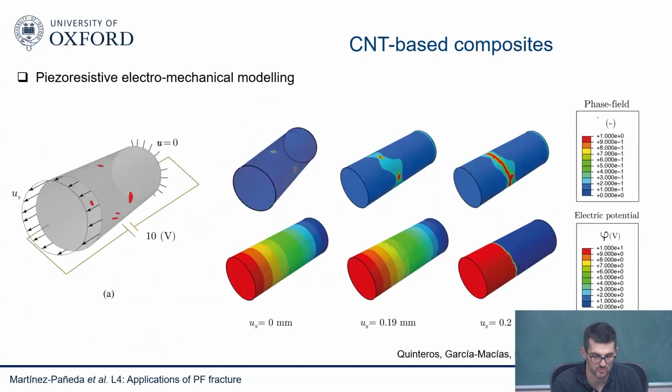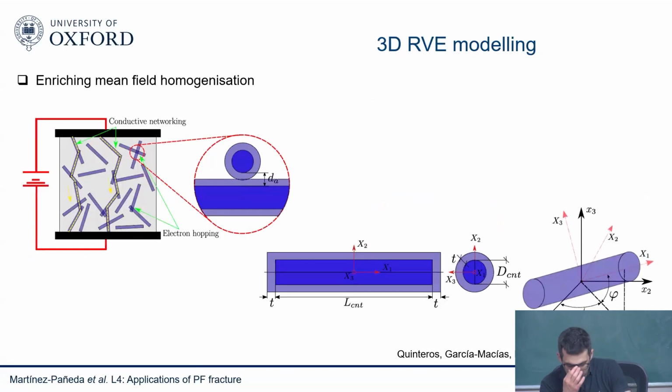electrical field on occasion. The idea was now, okay, is this mean field homogenization model perfect? It does work okay, but we can see that for certain conditions we're not able to capture what we see in the experiments. So we were hoping to do a model where we have an RBE, where we actually resolve those carbon nanotubes. So basically try to enrich that mean field homogenization scheme. So for that we have the carbon nanotubes in there.